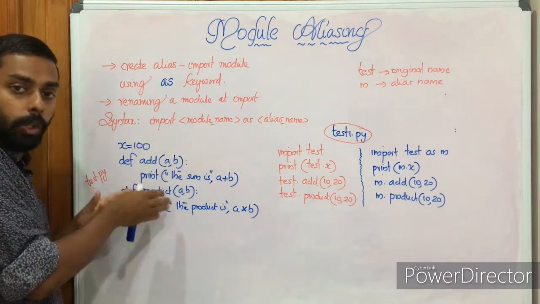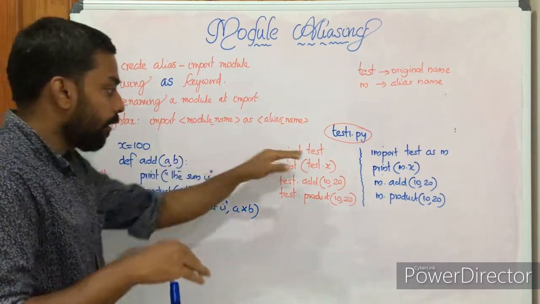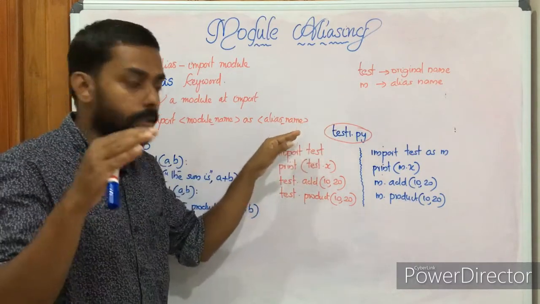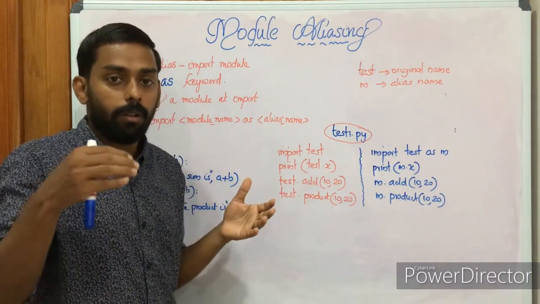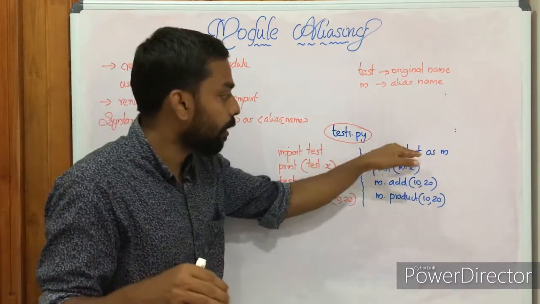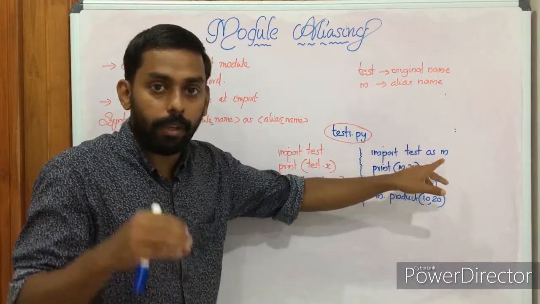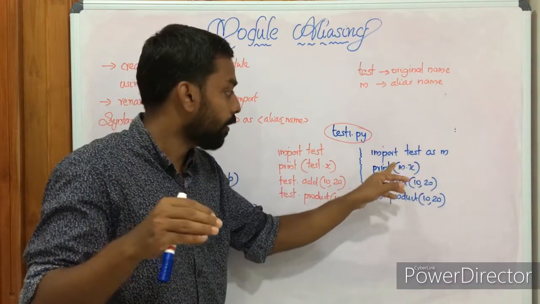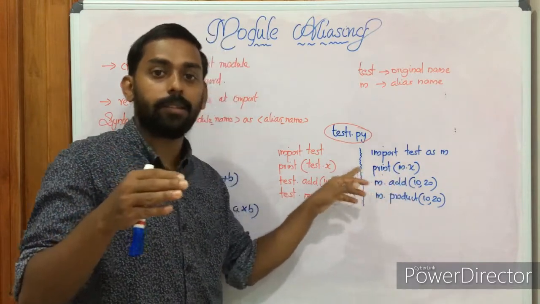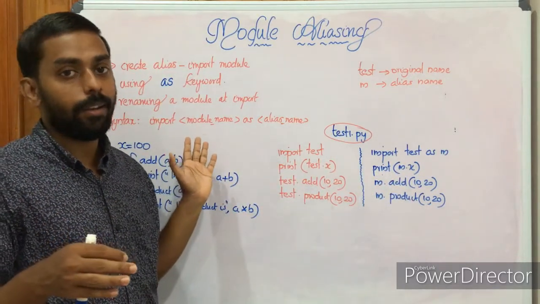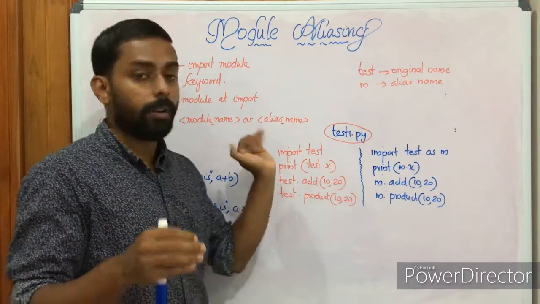Here we have a module test.py with two functions, add and product. The normal program test1.py uses import test, and using test we make use of all the variables and functions. But for the second program, test1.py, we give another name for test, that is import test as m. m is an alias name, and using m we access all the members of test. Both work the same. So this is what aliasing is.